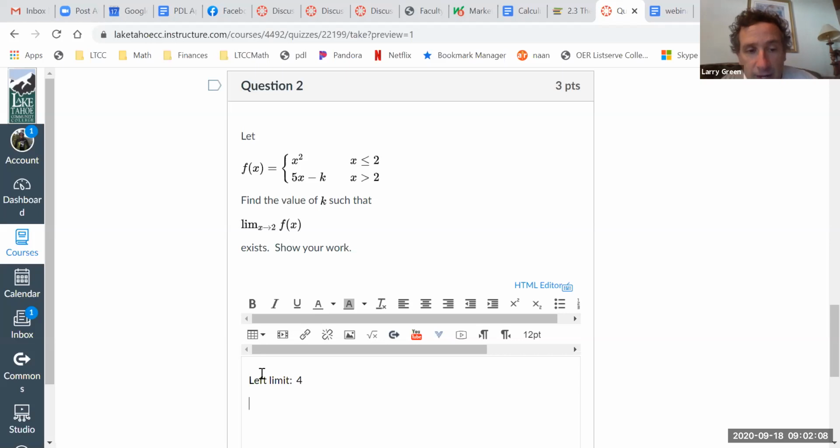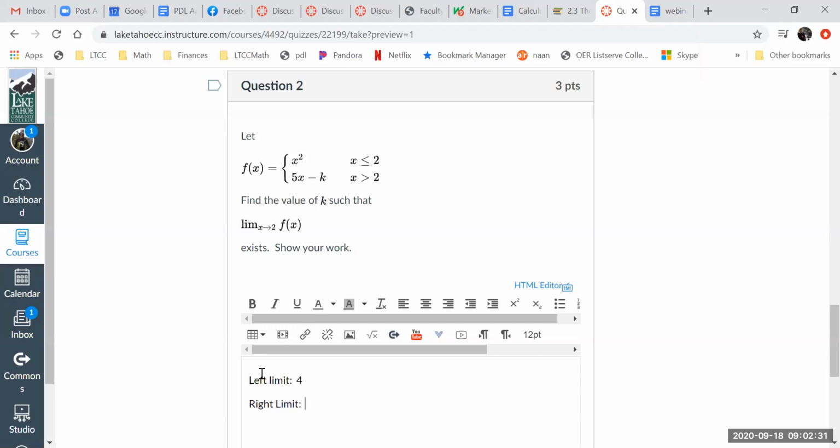Okay, what is the right limit? In other words, the limit as x goes to 2 from the right of f of x. It needs to be 4 as well. Okay, it needs to be 4, but what is it? Based on 5x minus k, it's actually 10 minus k, because x is 2.